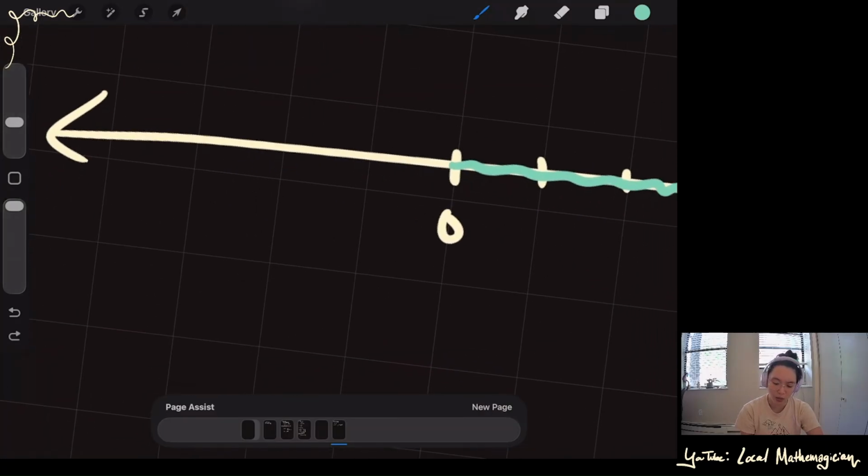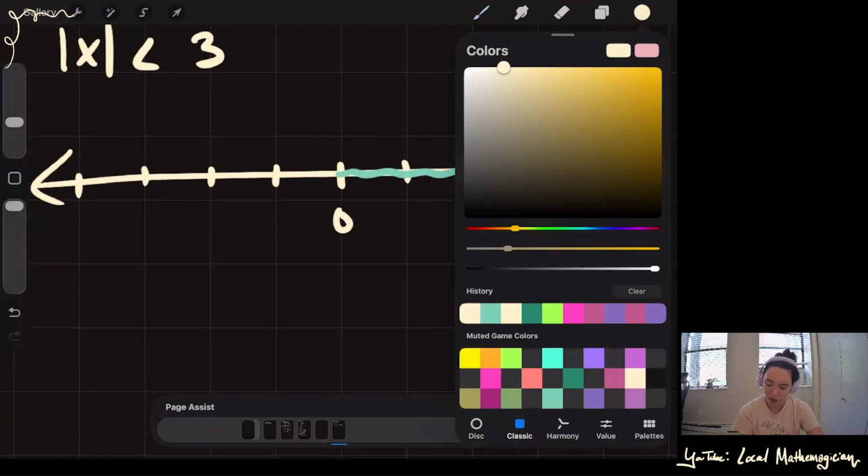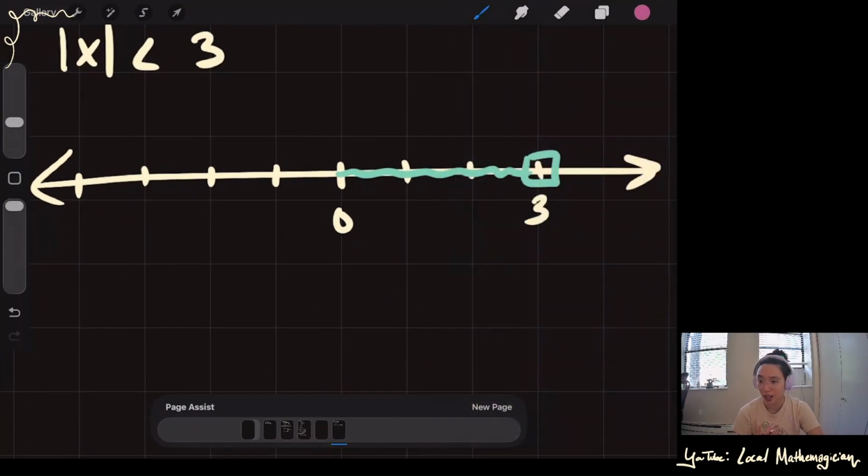On the other side, well, let's think. Is -1 a distance of 3 or less from 0? Yes, it is. What about -2? And what about -3? What about -4? Give you guys a second to think about it, and then we can regroup. Assuming that you've already thought about it, I hope you paused.